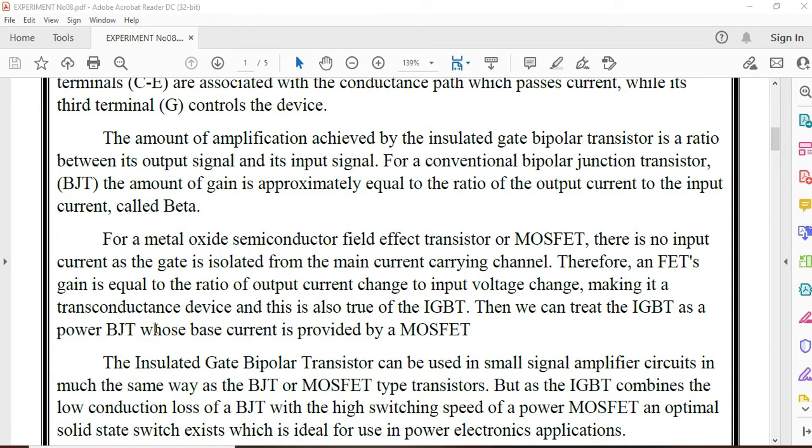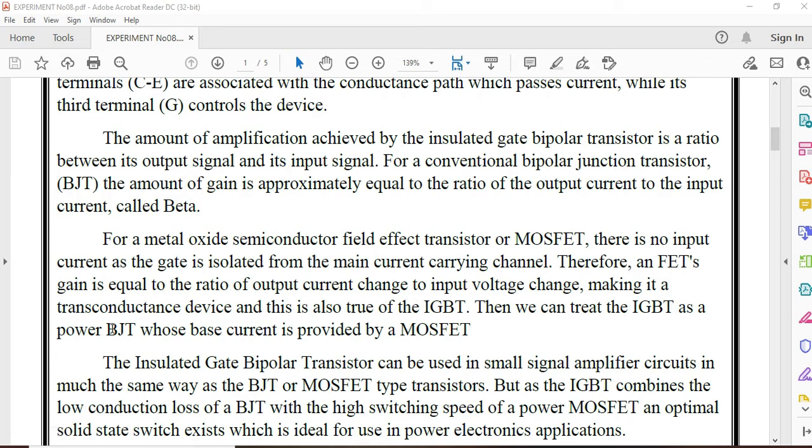Now MOSFET, as you all know that IGBT is a combination of your BJT and a MOSFET. Here we see about your BJT. Now we will see about a MOSFET. In a MOSFET, the metal oxide semiconductor field effect transistor, there is no input current as the gate is isolated from the main current carrying channel. Therefore, FET gain is equal to the ratio of output current change to the input voltage change, making it a transconductance device, and this is also true of the IGBT.